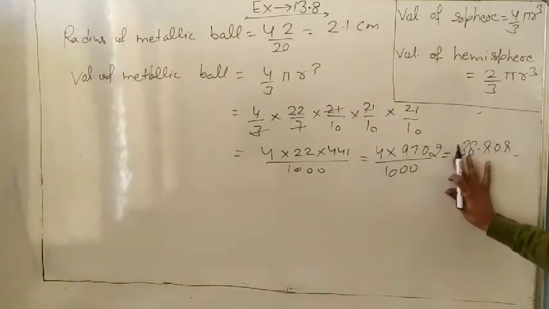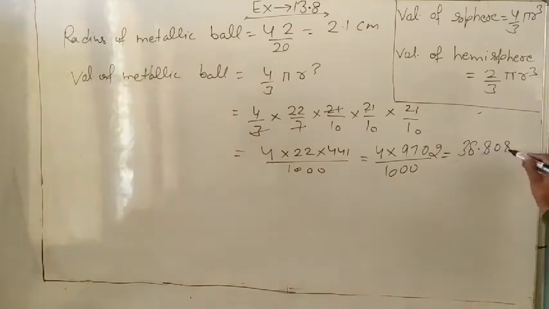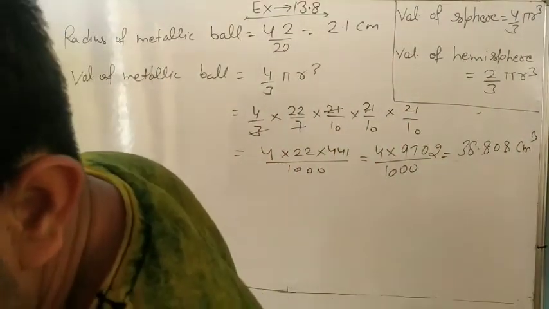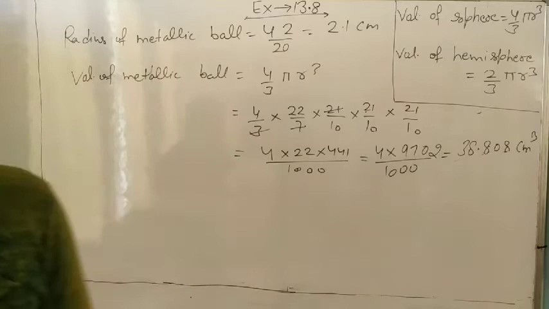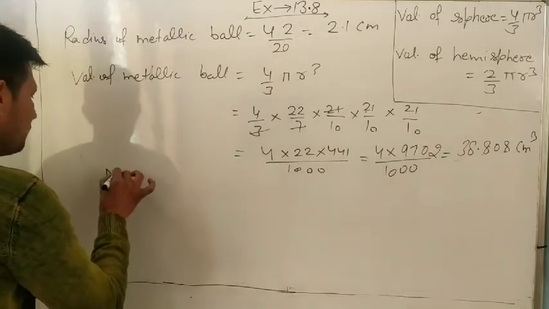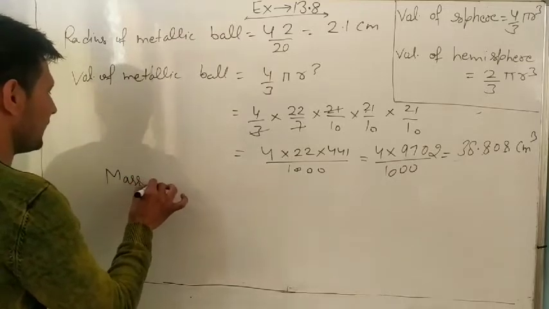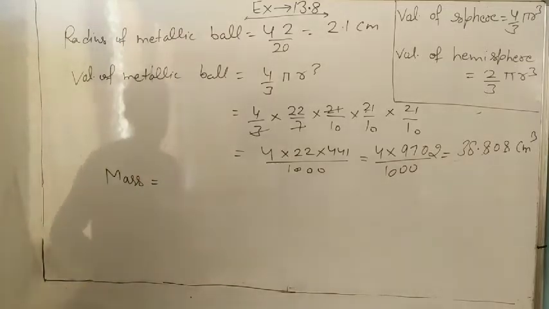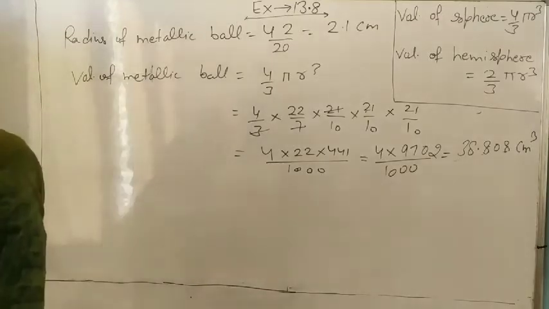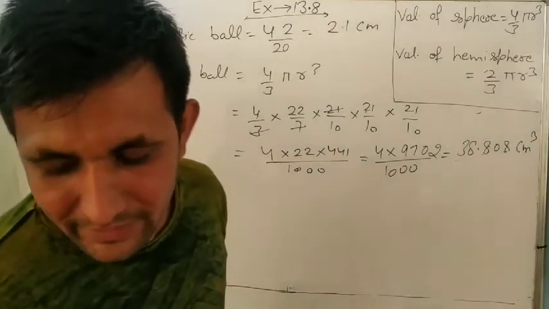So 38.808, and what is the unit? Centimeter cube. In the question we have to find the mass. Always remember one formula. How will you find mass? What is given? Density. What is the mass of the ball if the density is given?